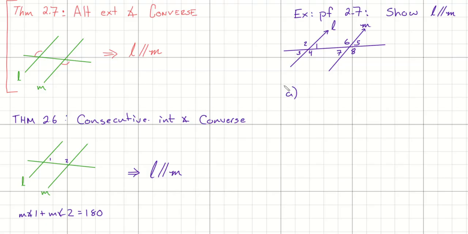If these are congruent, and I'm going to mark it since that's a given statement, we got to pick what was given. We could have chosen 5 and 3 just as well. So here we go. Angle 2 is congruent to angle 8. And what's my justification? Given.